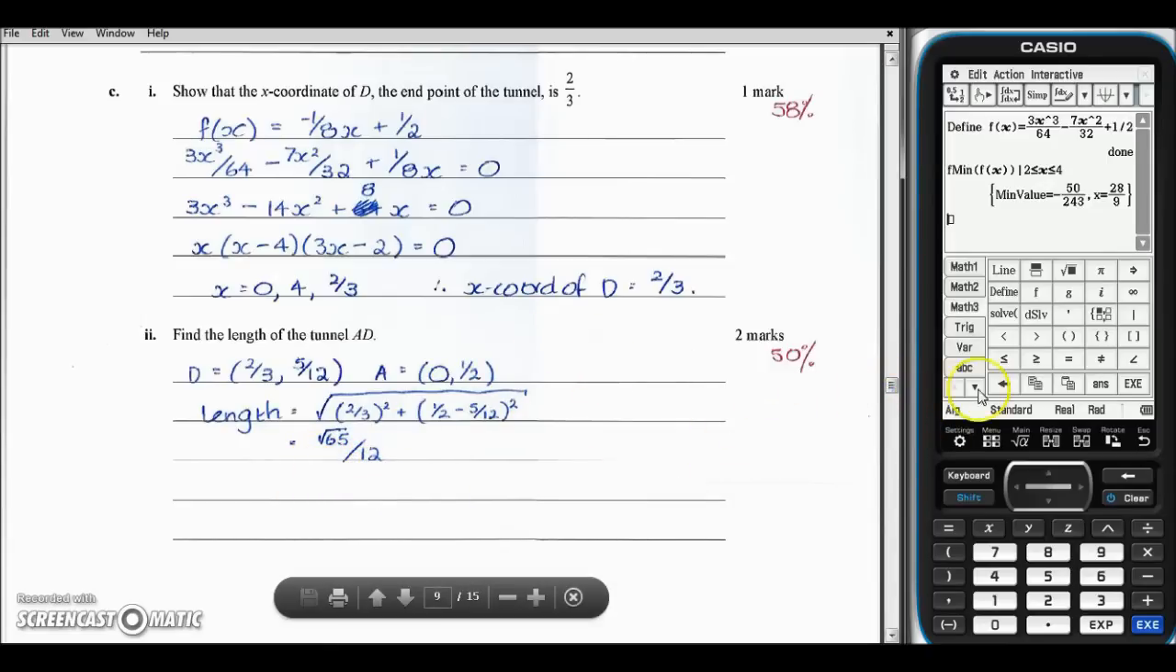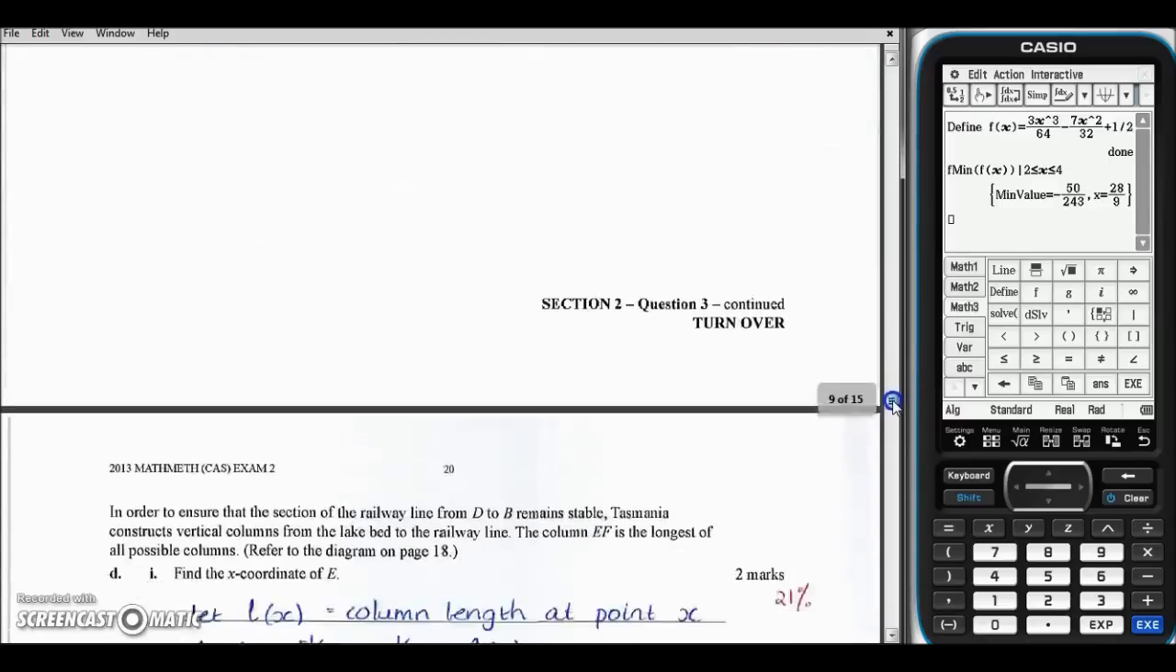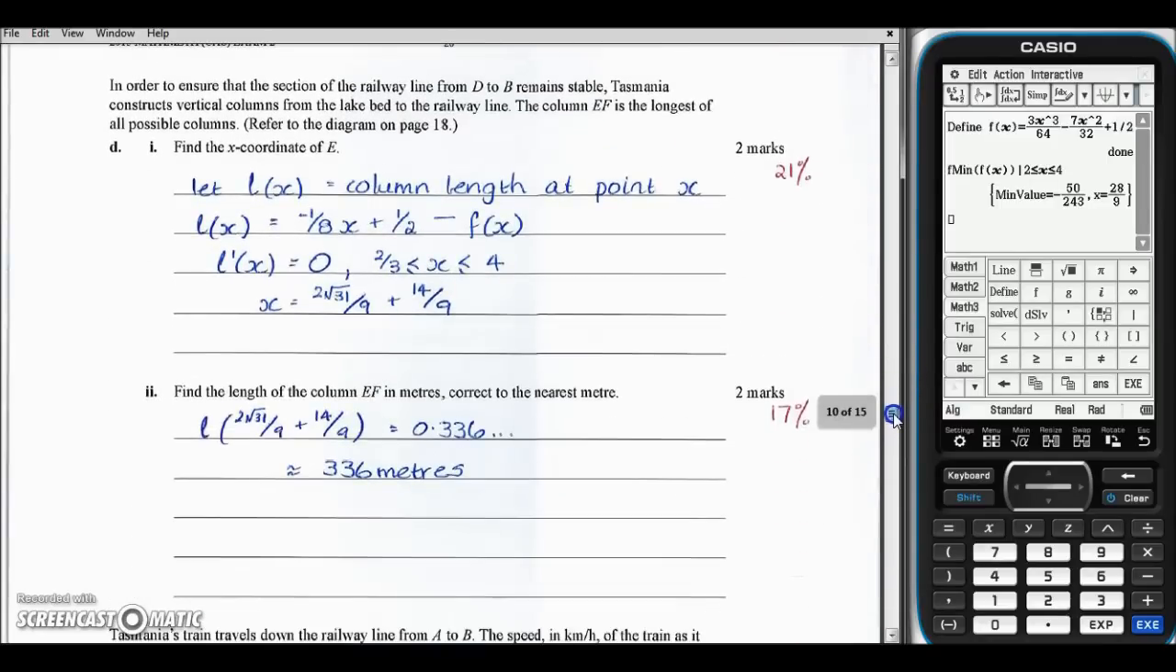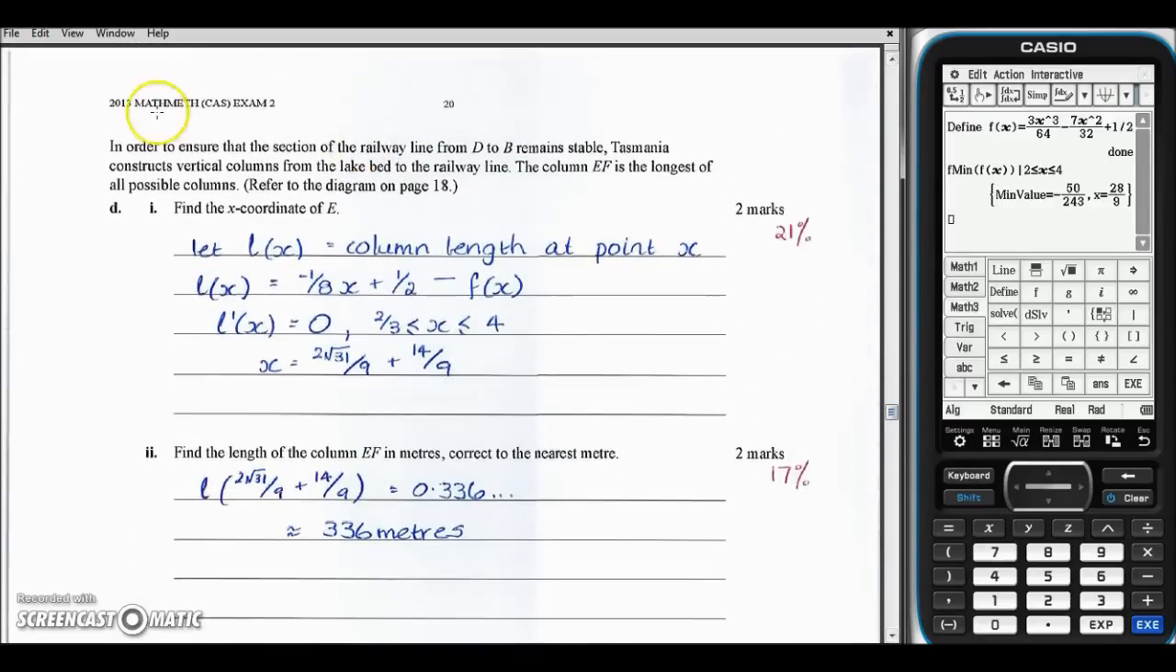Use a calculator, obviously, but I can't be bothered typing that in. Let's move on. Okay, so now we get a little bit trickier. In order to ensure that the railway line is stable, we have to insert some vertical columns from the lake bed to the railway line.